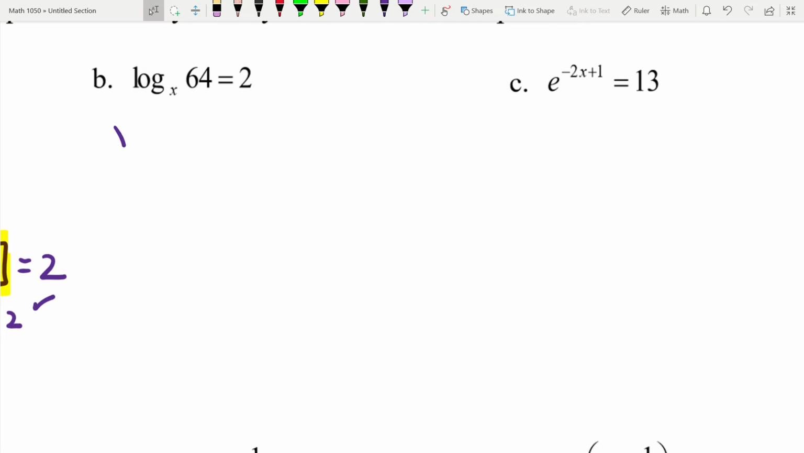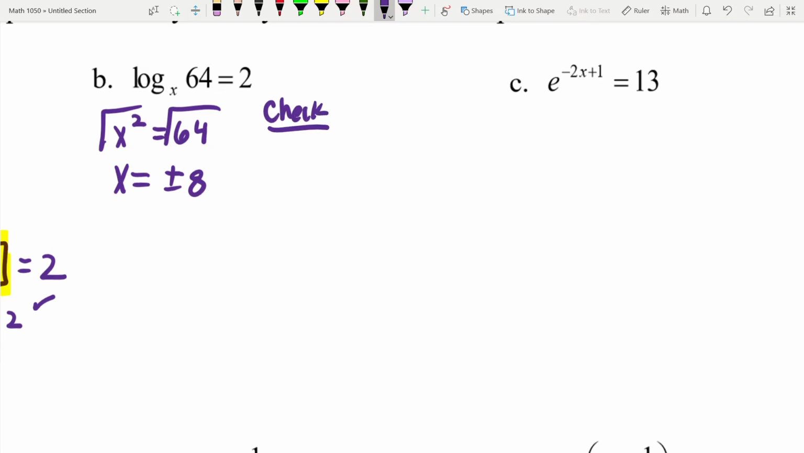So convert it. So it's x to the second is equal to 64. How do you solve x squared equals 64? What do you do now? Square root it, and you get x equals plus or minus 8. 2 answers. Write down the word check. Write down x equals 8. Got 2 things to check.